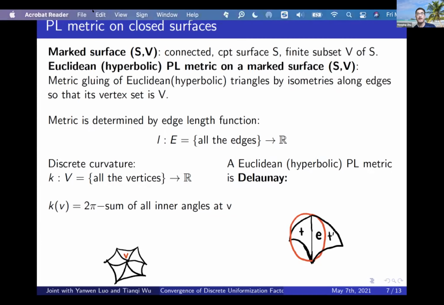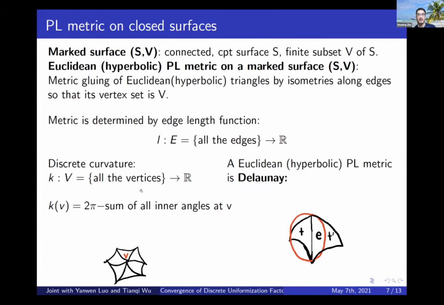Here the discrete curvature is defined as the angle defect, which is 2 pi minus the sum of all inner angles at a vertex. Also, there is the Delaunay triangulation, which has been covered in an earlier talk, where the empty circle condition is satisfied: for any two adjacent triangles T and T prime, the vertex of T prime that is not a vertex of T is always outside the interior of the circumscribed circle of triangle T.